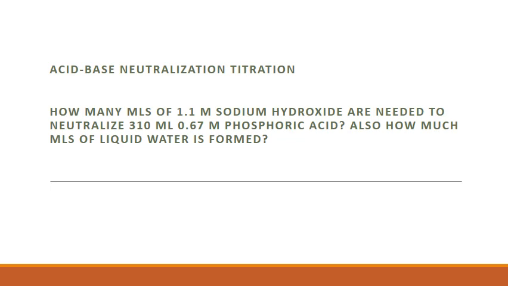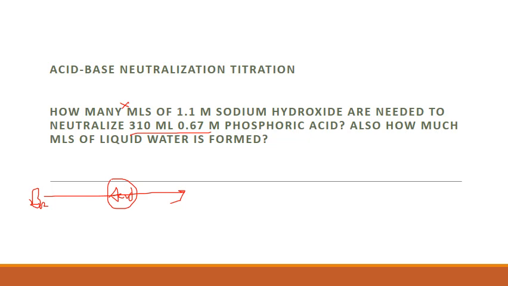All right, the question is: how many mils of 1.1 molar sodium hydroxide are needed to neutralize 310 mils of 0.67 molar phosphoric acid? You have a certain amount of acid here that's determined by this value right here. What you want to do is add a base to it to neutralize it.